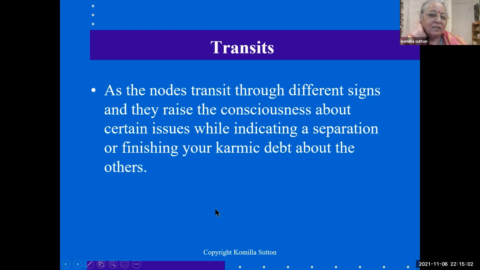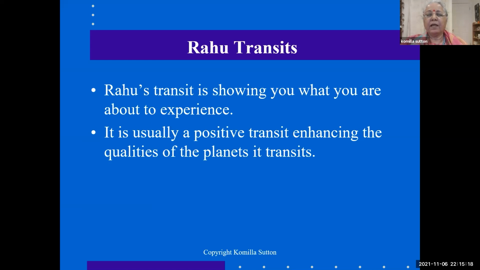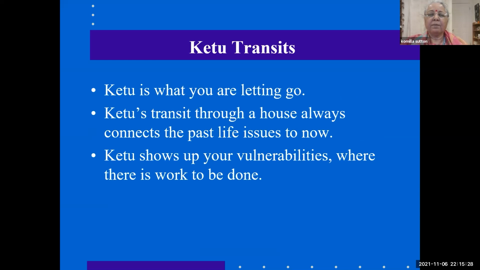So the last thing is the transits of the nodes. They're quite important. As nodes transit through different signs, they raise the consciousness about certain issues while indicating a separation or finishing your karmic debt about the others. Rahu's transit is showing you what you are about to experience. Usually it's a positive transit, enhancing qualities of the planets it transits. Ketu is about what you're letting go. Ketu's transit through a house always connects past life issues to now. Ketu shows up your vulnerabilities where there's work to be done.